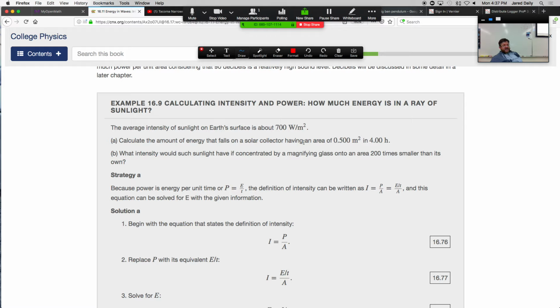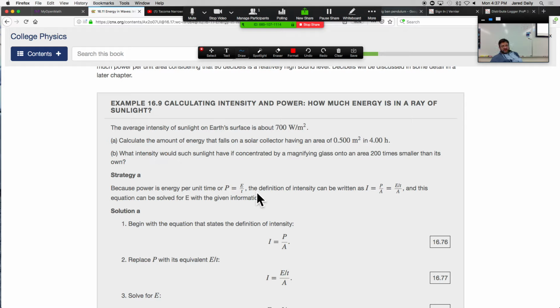Here they're going to tell us the intensity on the Earth's surface, 700 watts per meter squared. And they want to know how much energy falls on a collector with this amount of area and this amount of hours. Well, since power is equal to energy over time, that is actually what we're trying to get in part A, energy over time.